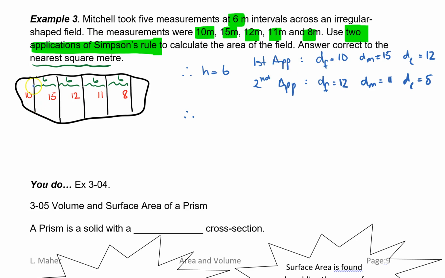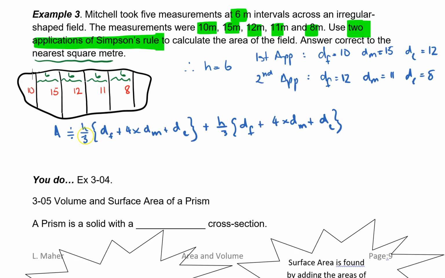In the first application I can see that first distance, middle distance, last distance, 10, 15, 12. Then second application would start 12, 11, 8. So my approximation for the area, I'll start over here, would be, I'll write the formula just as 2 applications. H on 3 would end up being 6 on 3. The first distance for the first application was 10 plus 4 times the middle distance for the first application is 15, plus the last distance was 12, plus second application, still H is 6. The first distance on the second application is 12, 4 times 11 plus an 8.